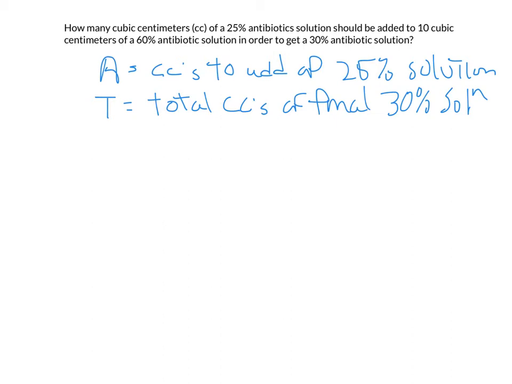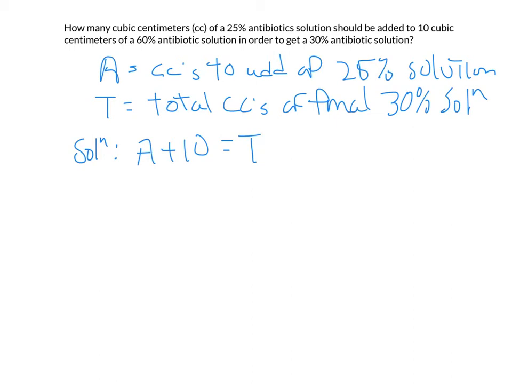All right, so we should be able to write two equations, one to keep track of the total cc's. So we're going to keep track of the total solution. That's going to be the following equation. It's going to be A plus 10, that's originally in there, the 10 cc's of 60% antibiotic, and that's going to equal T. So very similar to the structure of the previous problem that we just did with the dry mixture.